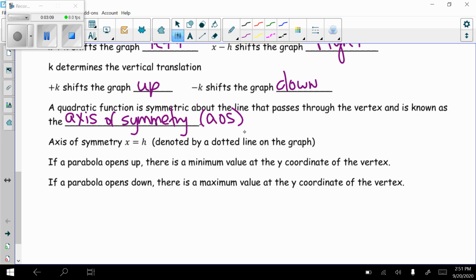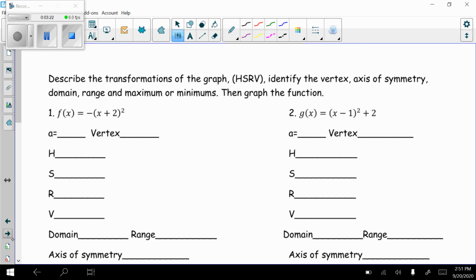If the parabola opens up, there is a minimum value at the y coordinate of the vertex. If the parabola opens down, there's a maximum value at the y coordinate of the vertex. Okay, so let's look at some examples. It asks us to describe the transformations of the graph, HSRV, identify the vertex, axis of symmetry, domain, range, maximums or minimums, and then we're going to graph a few of these.